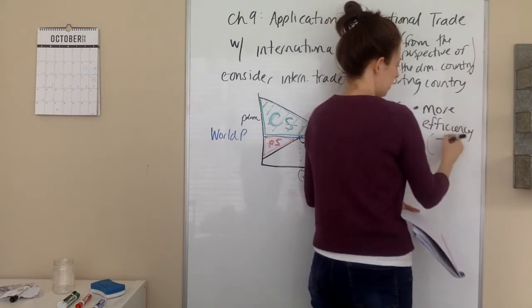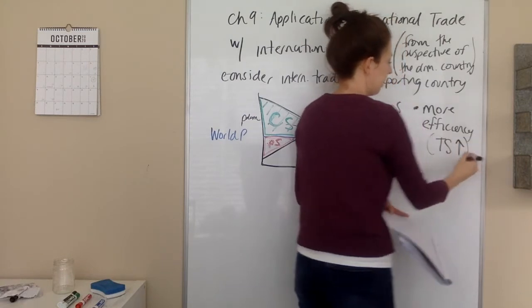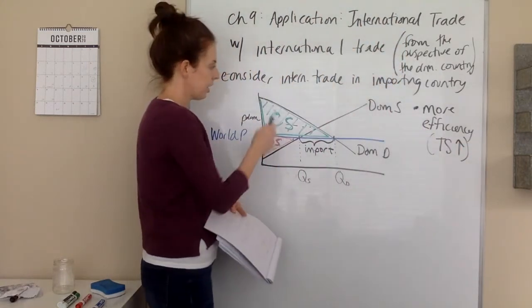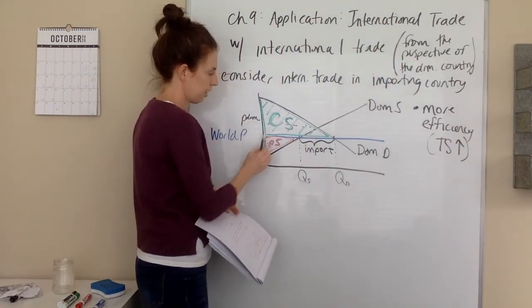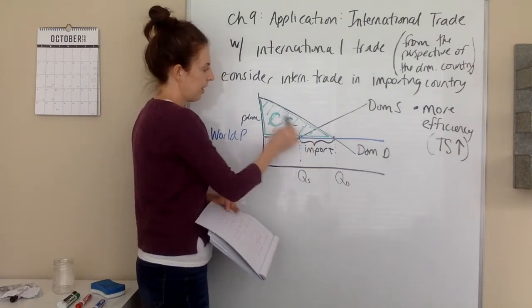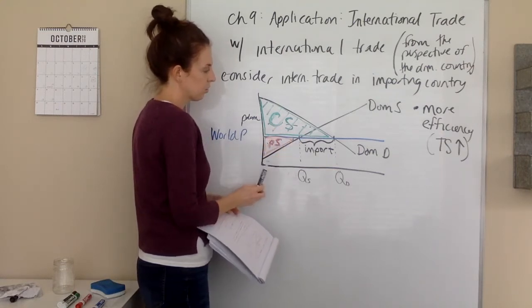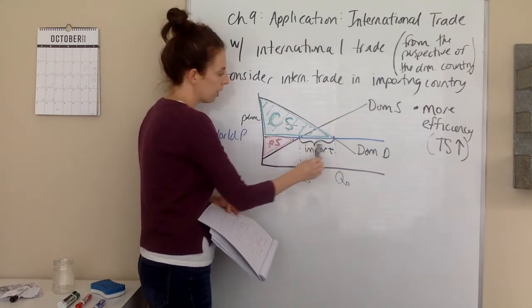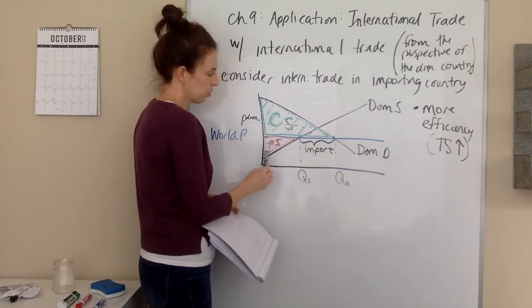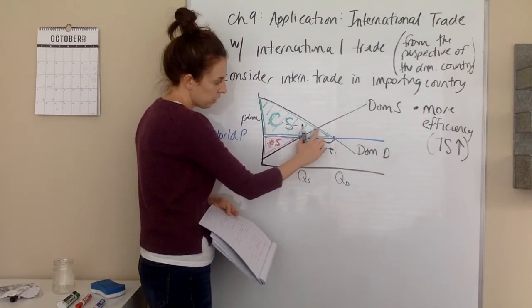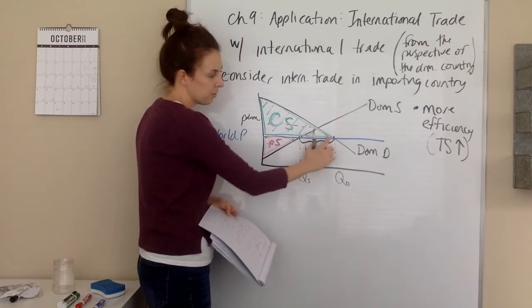And again, we see this because total surplus is now higher. Before the trade, total surplus was just this triangle right here. After the trade, the total surplus is this whole area of consumer surplus plus producer surplus. So in other words, after the trade, we pick up this little area here that previously nobody was getting.